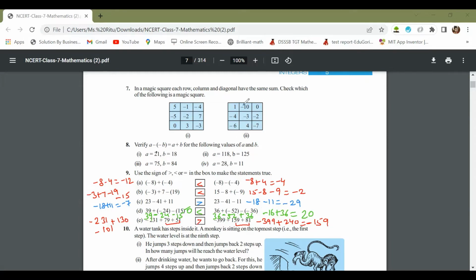So this is question number 9. I hope till here each and every question is clear. If you still have any doubt, please ask in the comment box. So let's move to question number 10 this time.